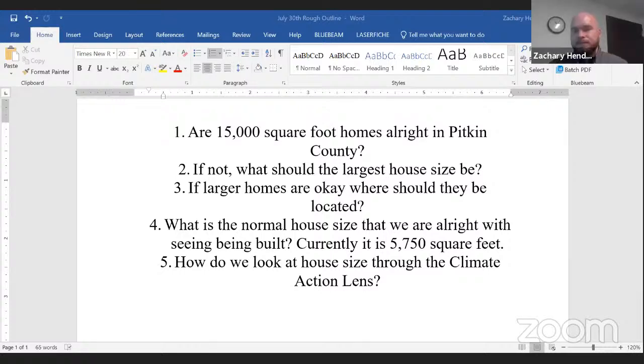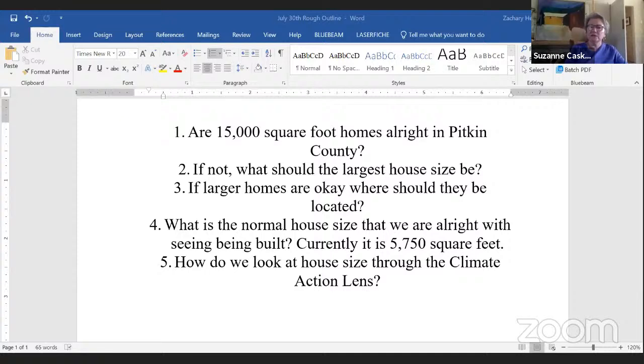Suzanne? I agree with what Susan just said, that 5,750 I'd like to see as the top, unless you then go through a quota system, a competition, but I'd like to see that encouraged.